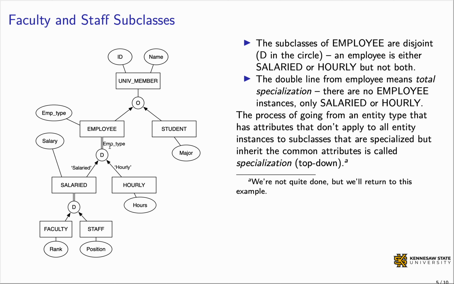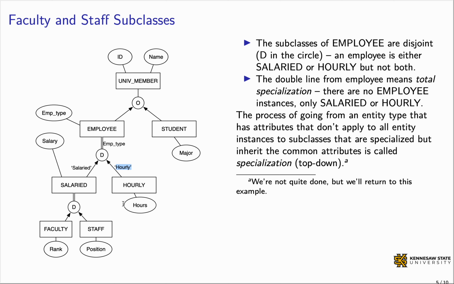Notice also that we have emp type written on the double line coming from employee, and then on the arrows from the two subclasses to the D for disjoint subtypes, we have two values: salaried and hourly. So those would be the values for emp type that make an instance a salaried employee or an hourly employee.